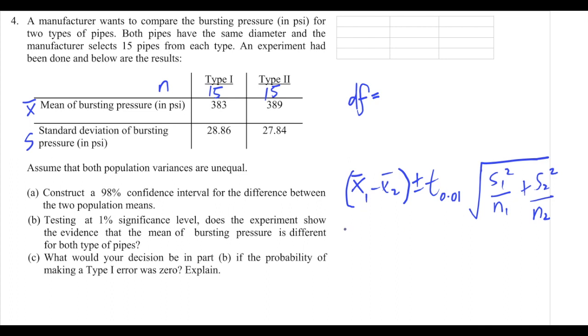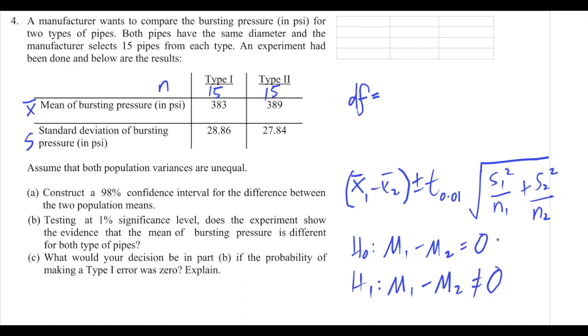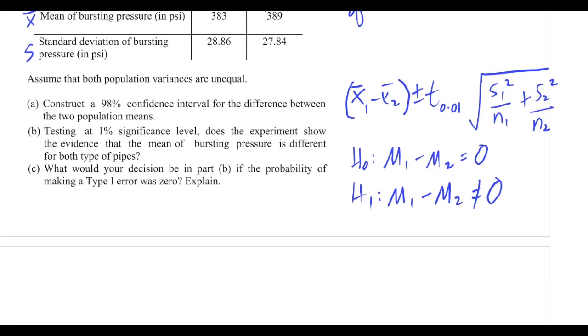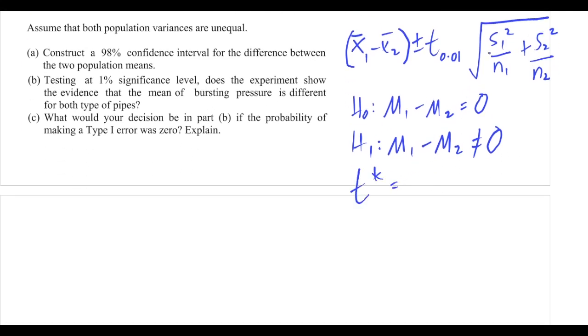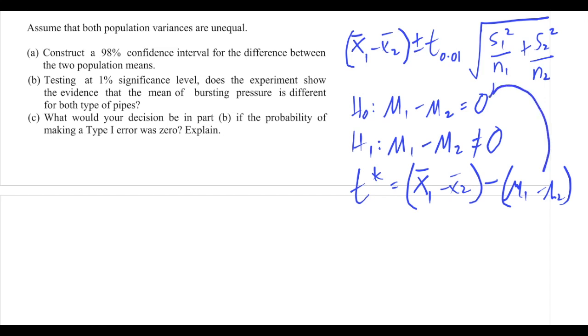Now question B, testing at the 1% significance level, does the experiment show evidence that the mean is different? So this is quite easy. We have the null hypothesis, the means are equal. The alternative, the means are different. And for the test statistic, we'll be using the t-distribution, okay? And the formula is as discussed previously. The test statistic is x bar 1 minus x bar 2 minus mu 1 minus mu 2, where we will take the value from the null hypothesis, divided by s x bar 1 minus x bar 2.